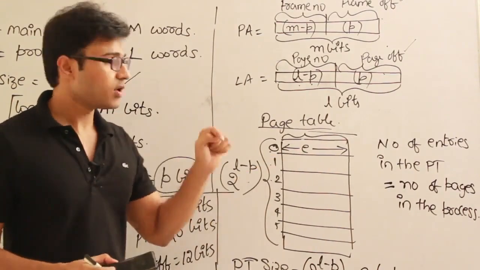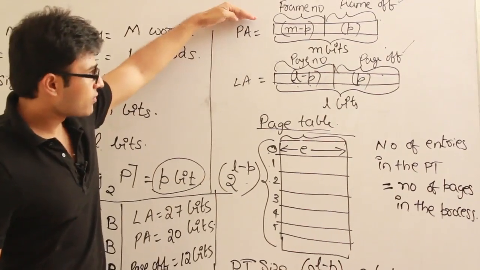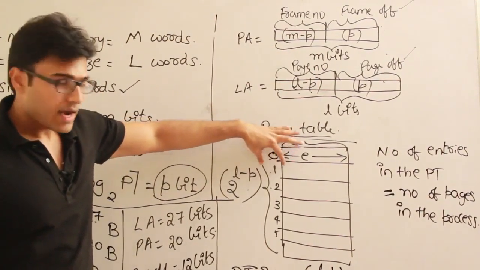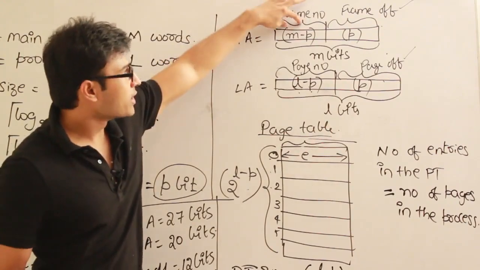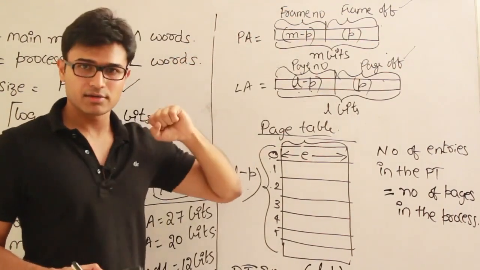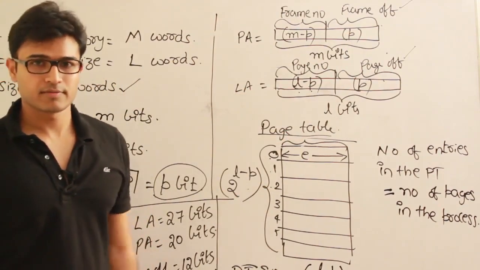Why do you need it? Because to convert the logical address into a physical address, we have to take the page number, go to that particular entry, take the frame number and put it there. Then using this address we can go to the memory and get the word. And these offset bits don't vary, right?